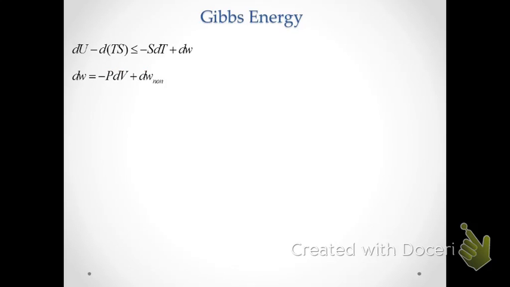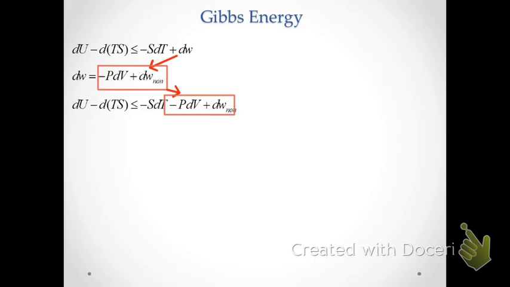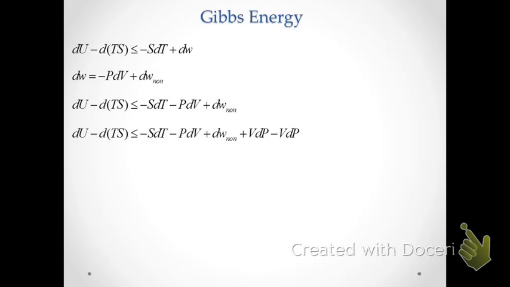So if we use a relationship here with dW, now we're not limiting work to just expansion work. We are going to include expansion work and non-expansion work in this. So that could include, for example, electrical work. Making the substitution for work in the top expression, we get this particular inequality here, which includes the non-expansion work in the expression.